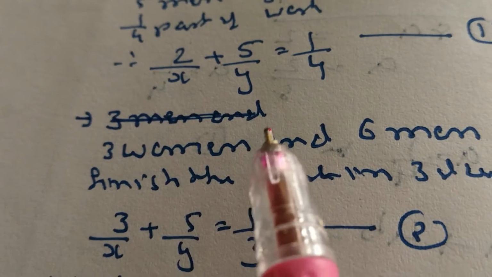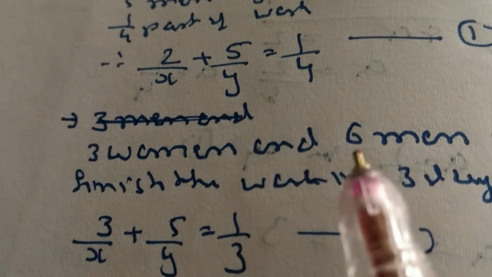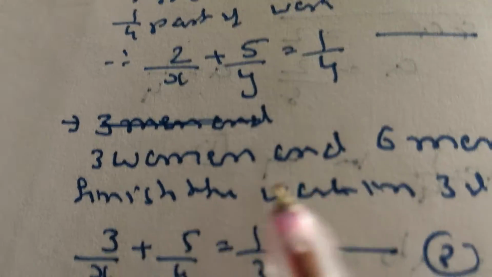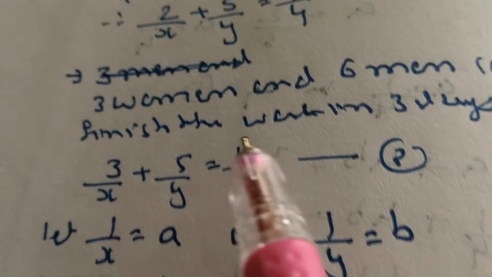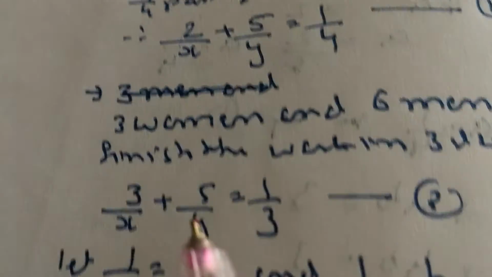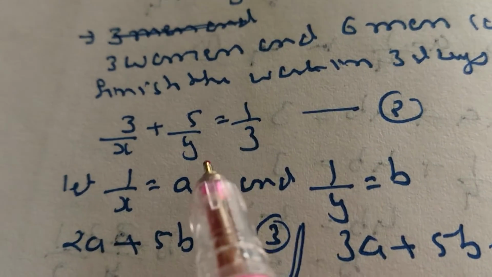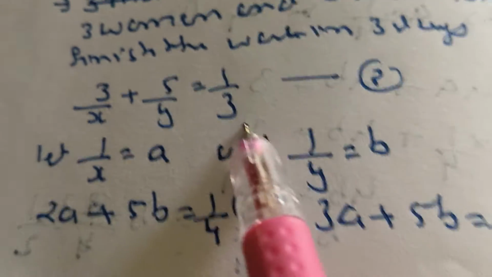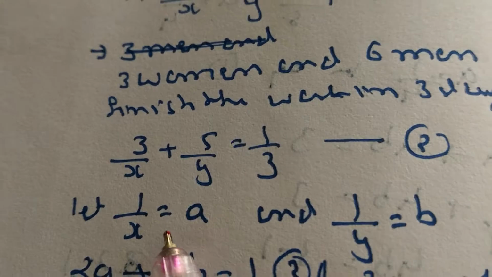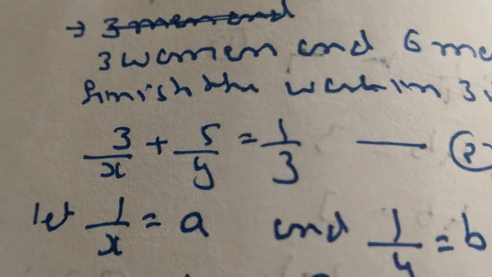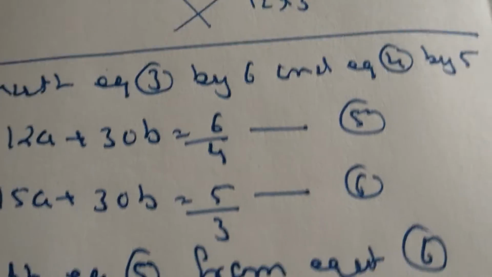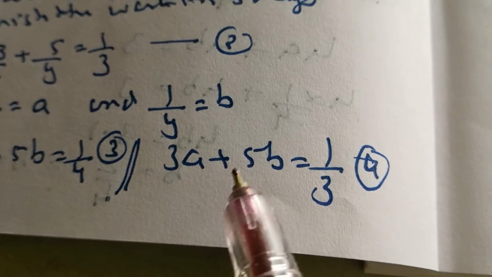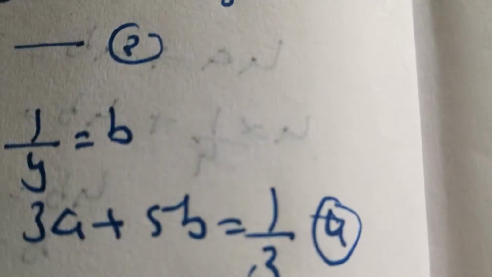Now same way 3 women, so it will become 3 upon x, and 6 men can do the work in 3 days. So it is 3 upon x plus 6 upon y is equal to 1 upon 3. That is our equation 2. Well, so now taking 1 upon x is equal to a and 1 upon y is equal to b, we are going to get the equations 2a plus 5b is equal to 1 upon 4 and 3a plus 6b is equal to 1 upon 3.